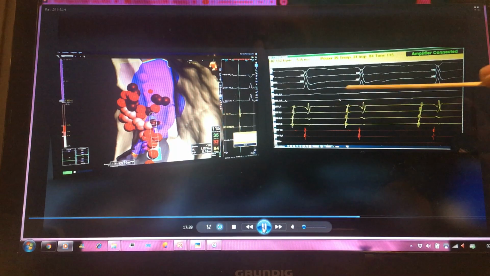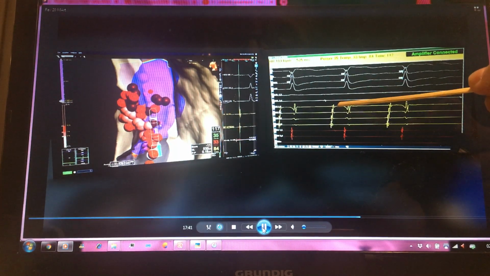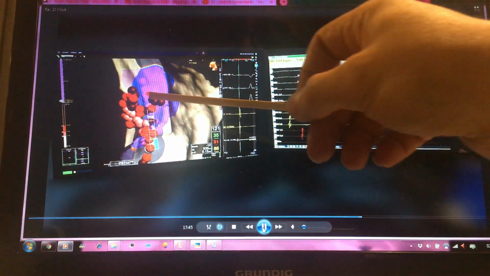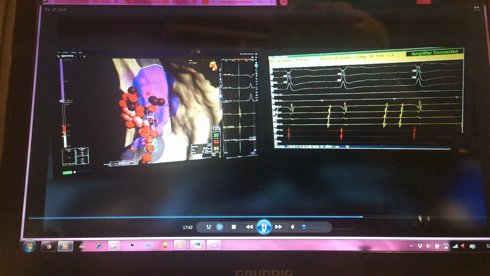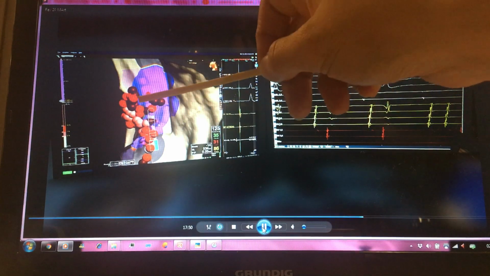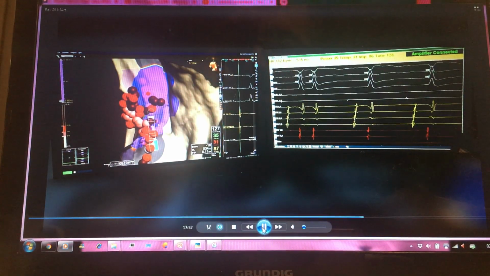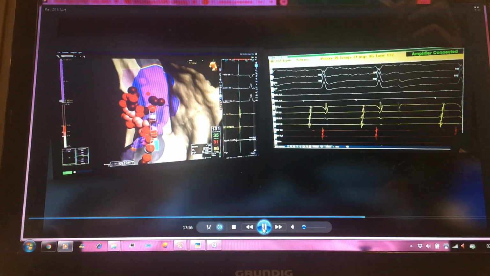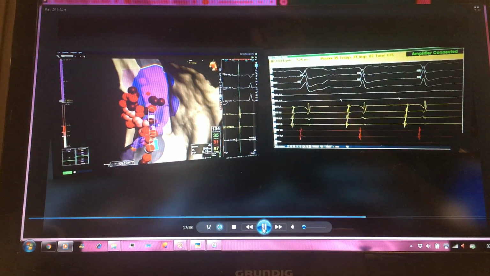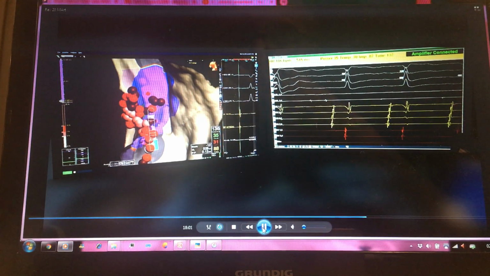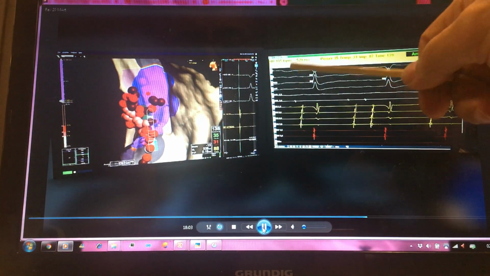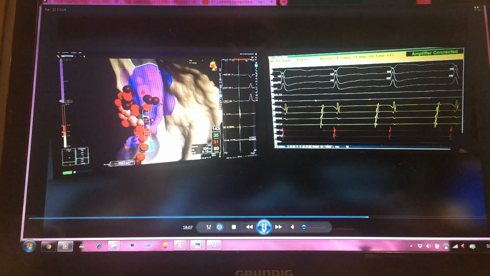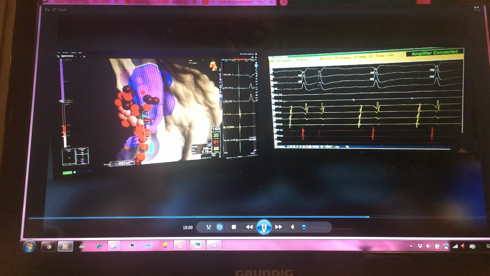Yes, you can see fragmented electrograms. We are nearly ganglion B side, a little bit higher of ganglion B sides, between ganglion A and ganglion B sides. You can easily see the fragmented potentials. There is no change in heart rate. It's still 110 BPM level.